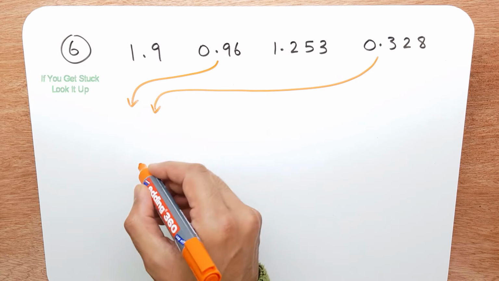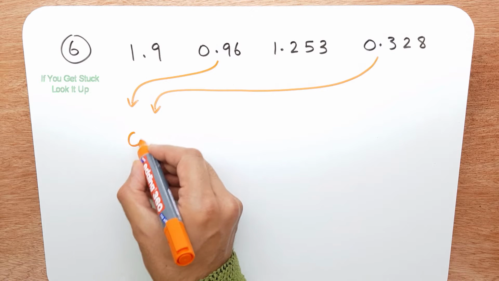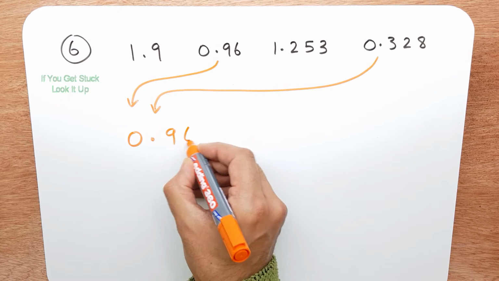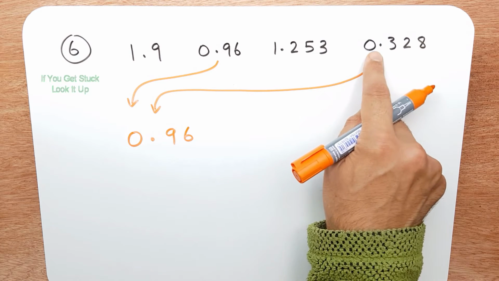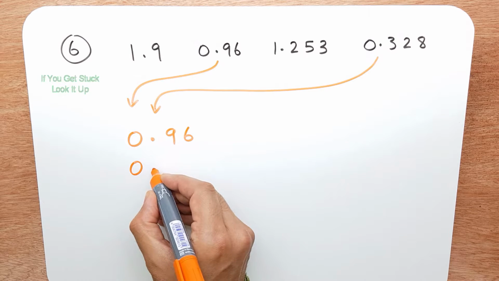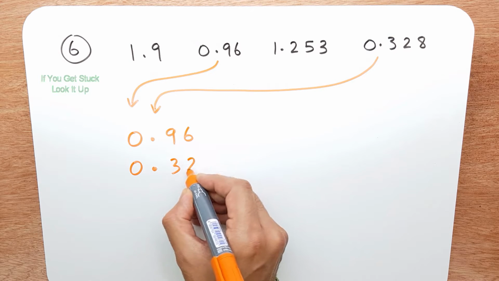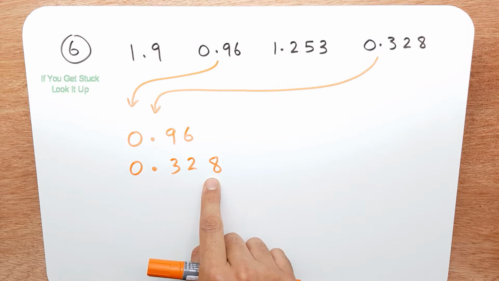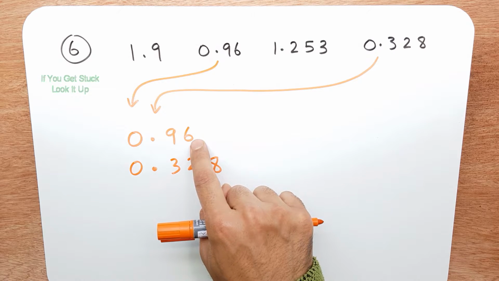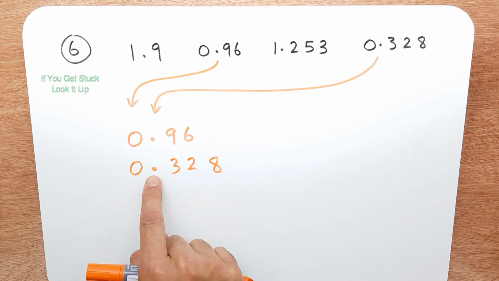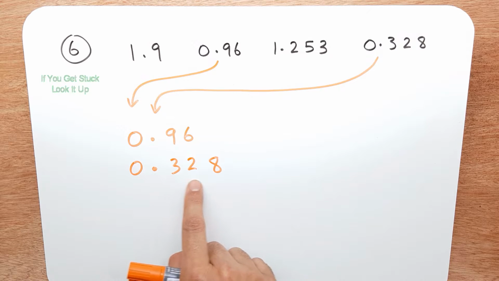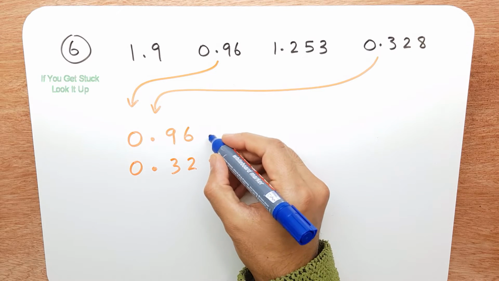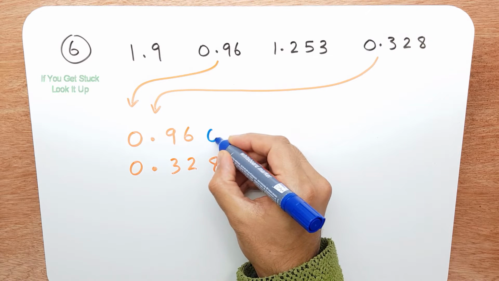these two down here. So let me write that out, 0.96. And let me write that there, 0.328. And now you have to be careful because this looks bigger than this. But because these numbers are after the decimal point, you have to be careful. So what I'll do is I'll put a 0 here to help me.